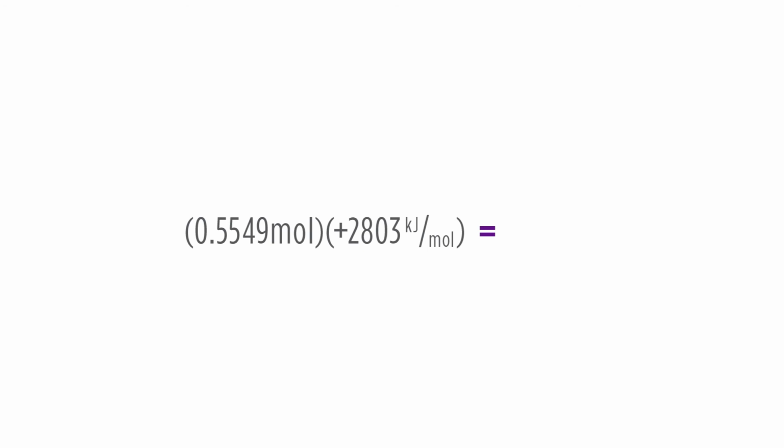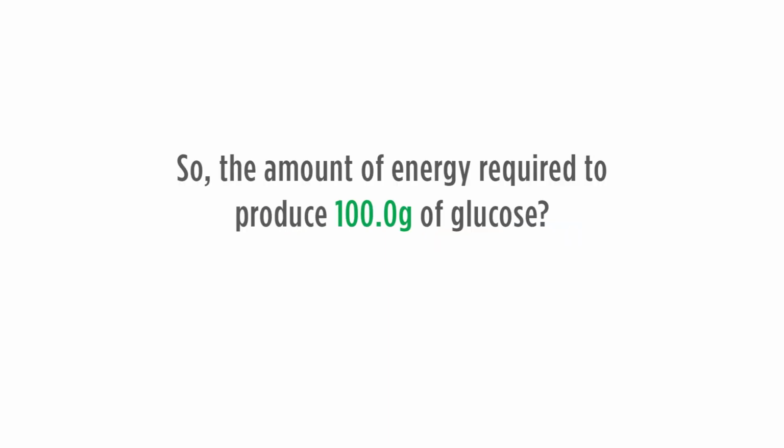So 0.5549 moles times positive 2,803 kilojoules per mole. Moles cancel. We do the mathematics and we get 1,555 kilojoules. The amount of energy required to produce 100 grams of glucose: 1,555 kilojoules.